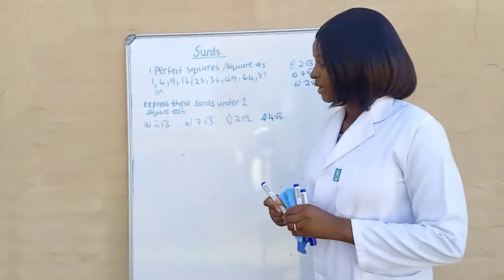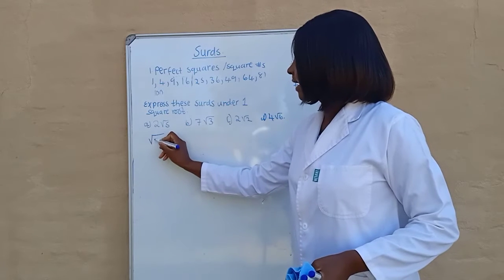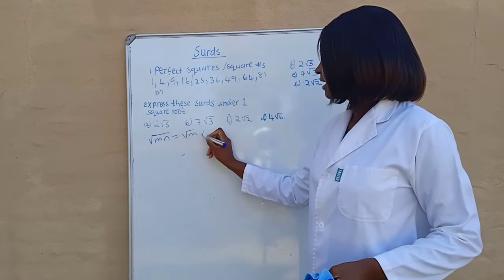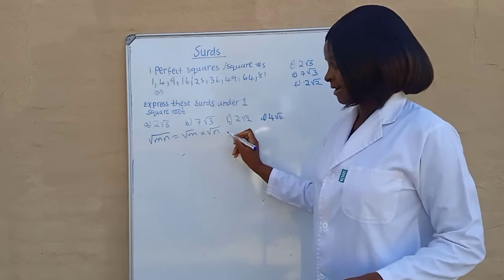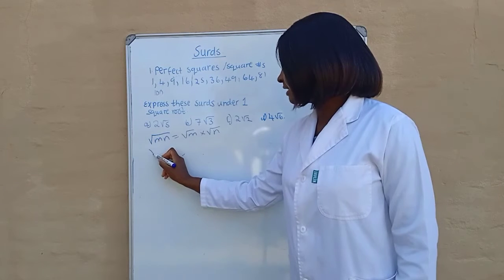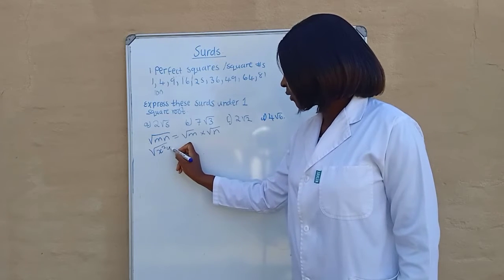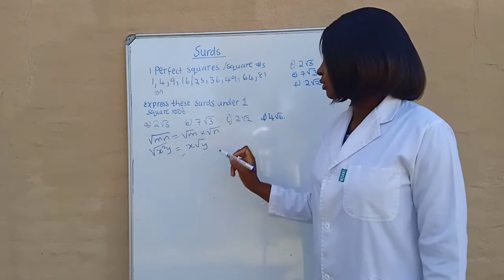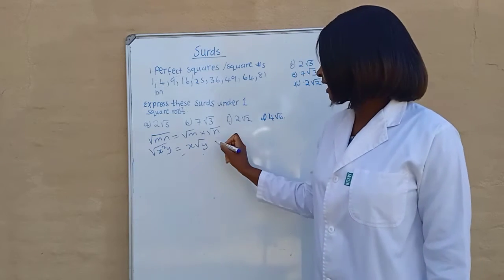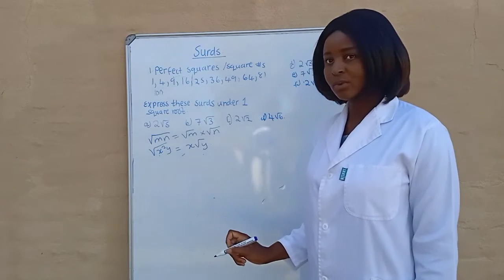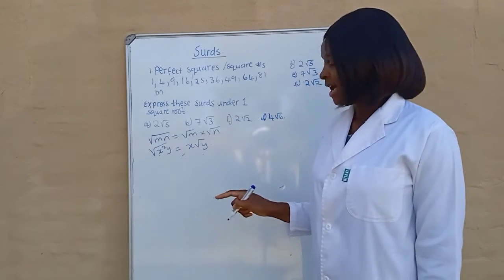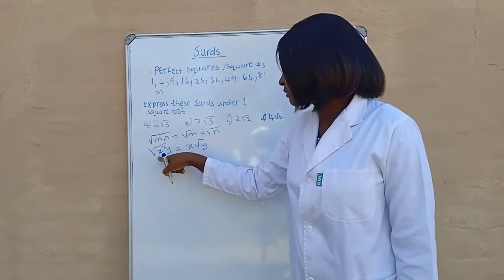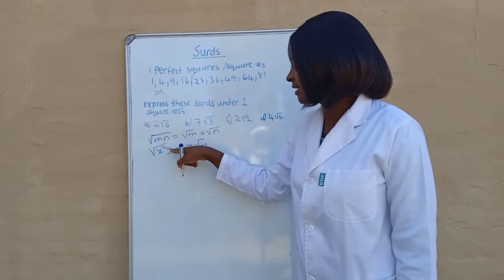Remember, we said the square root of mn is equal to the square root of m times the square root of n. We also did the square root of x squared y, where we said it's x root y. Now we want to move from x root y back to the square root of x squared y. How are we going to do that? When it's going to be under the same square root, it becomes x squared y.